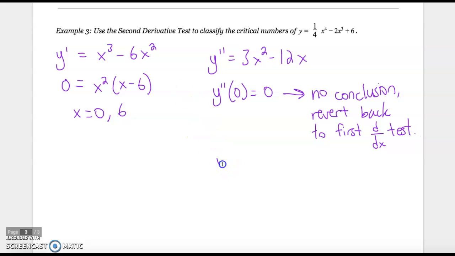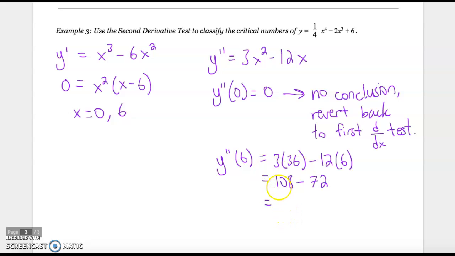But y double prime of 6, if I plug that in, you get 3 times 36 minus 12 times 6. So let's see, what's that? 108 minus 72, which will end up being a positive number. It doesn't actually matter what number it is. So it's a positive number.